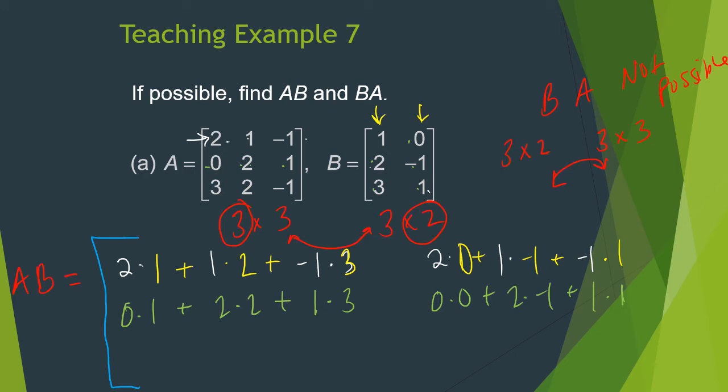Then our last ones. We're now on row 3, which is going to make our last row in our product matrix. So we have 3 times 1 plus 2 times 2 plus negative 1 times 3. And our last element, we have 3 times 0 plus 2 times negative 1 plus negative 1 times 1.